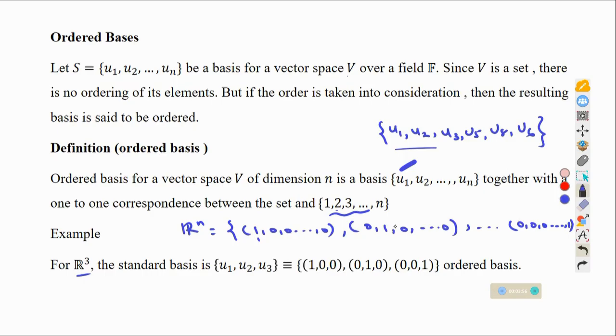So looking at such an arrangement, if you are talking about R to power 3, the standard basis, U1 will be having 1, 0, 0, then U2 is 0, 1, 0, U3 is 0, 0, 1. Such an arrangement is what we call an ordered basis. If they are arranged in this way, then we can say that this is an ordered basis.